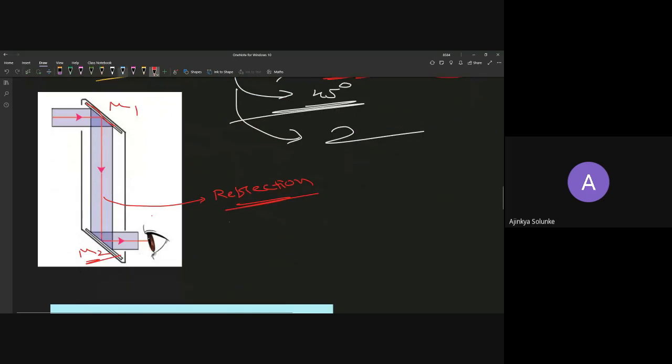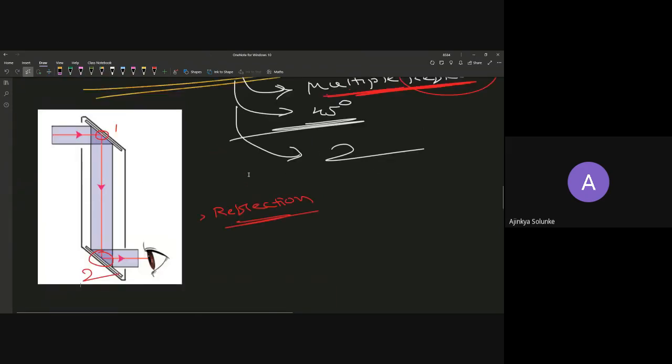By the way, in the exam, if they have given you a figure like this and they ask how many reflections have occurred, how much will you tell? Two. This is the first one, this is the second one. So two reflections are happening, right? That's it.